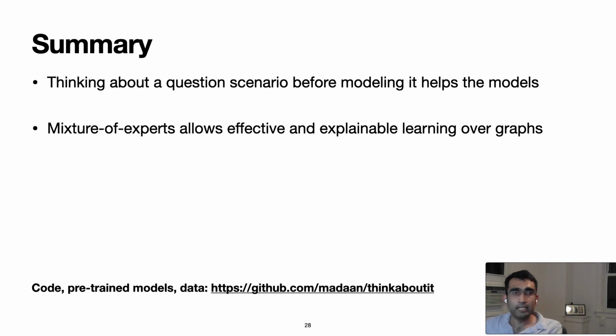So in summary, thinking about a question scenario before modeling helps in answering the question, and the mixture of experts allows explainable and effective reasoning over the graphs.